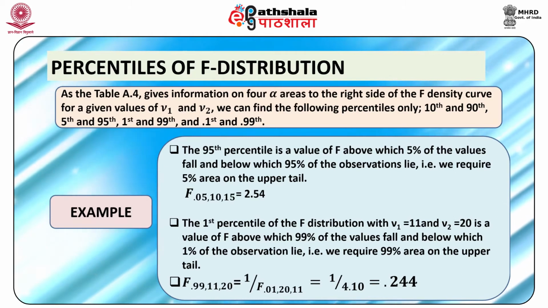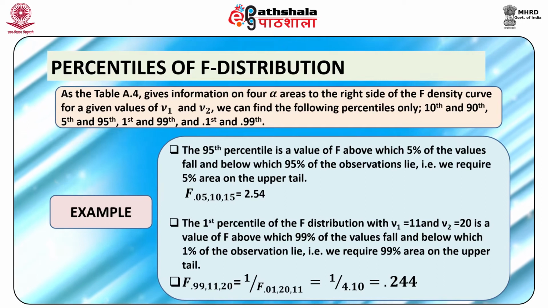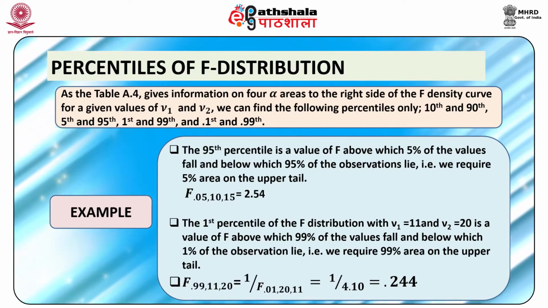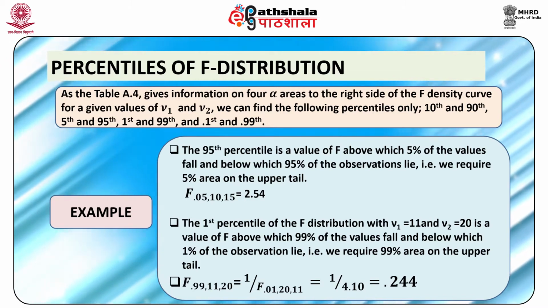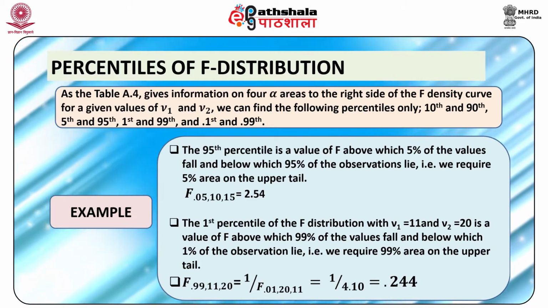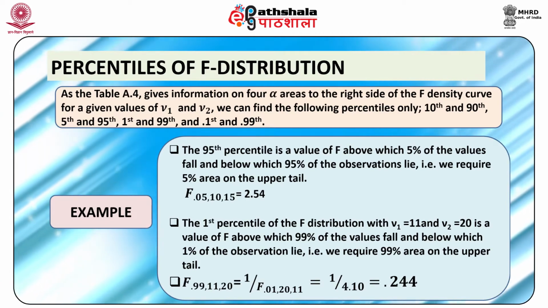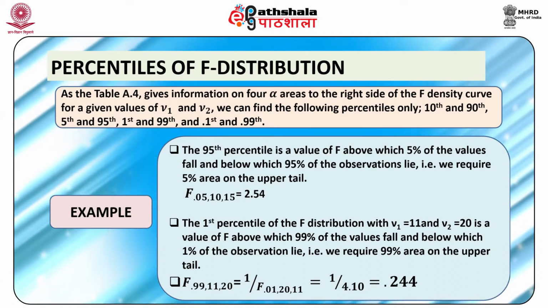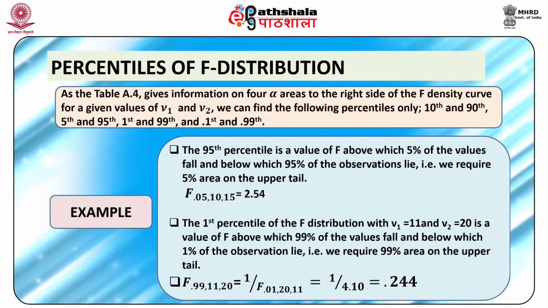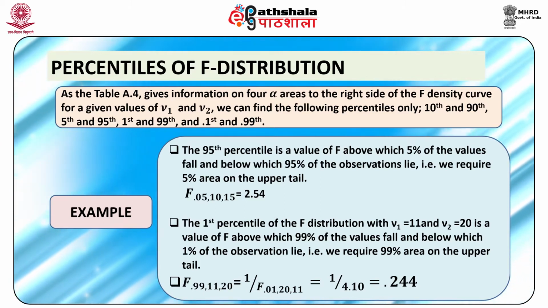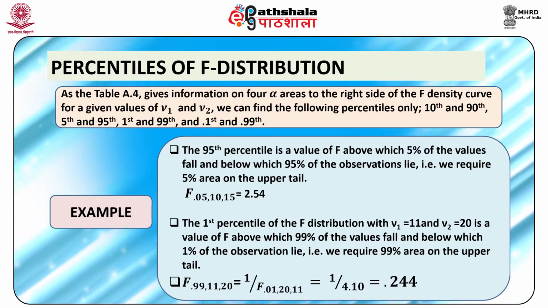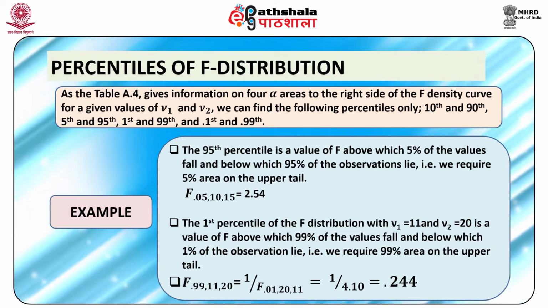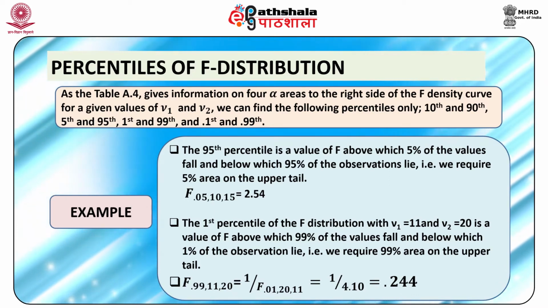Now let us try to understand the percentiles of the F distribution. As table A.4 gives information on 4 alpha areas to the right side of the F density curve for given values of nu1 and nu2, we can find the following percentiles only, which are the 10th and 90th, 5th and 95th, 1st and 99th, and 0.1st and 99.9th percentiles.